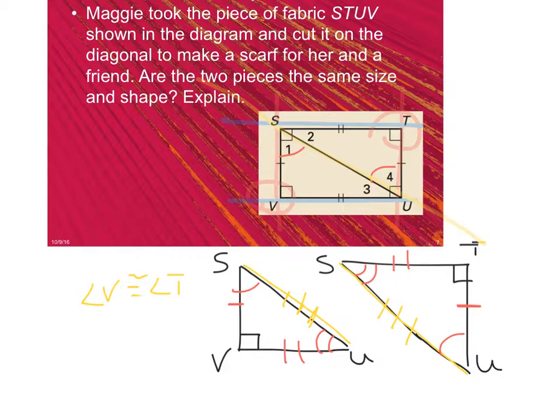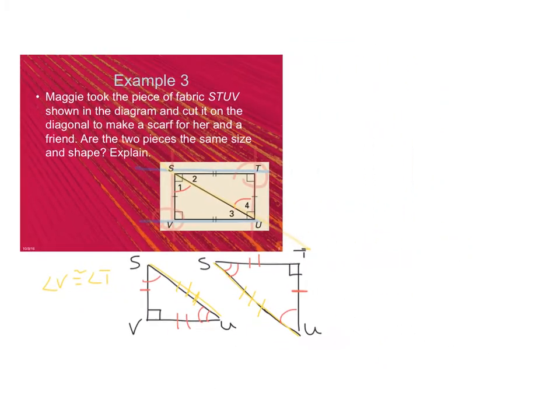You said alternate interior? Yes, alternate interior angles. Because what we could do is we could pull it apart like this. So this ST and then the transversal SU. So SU, and then angle 1 is here, which is congruent to angle 4, and then angle 3 congruent to angle 2.